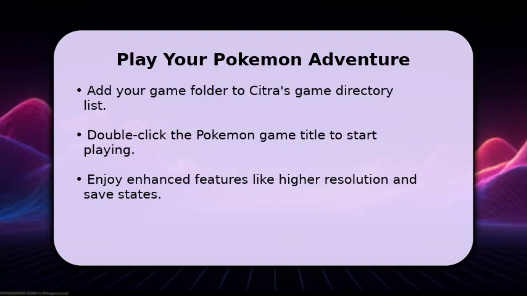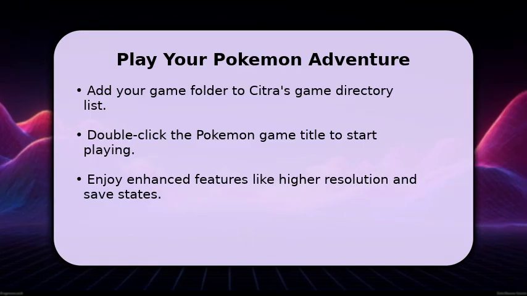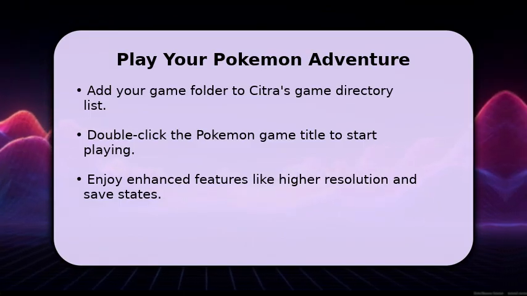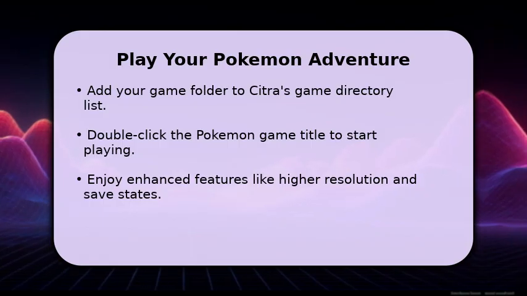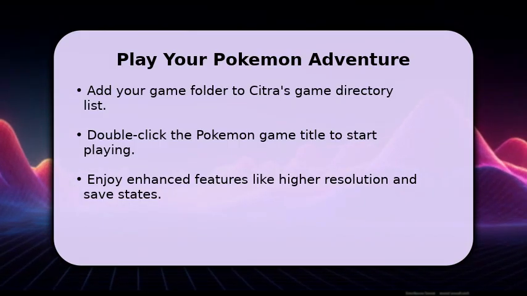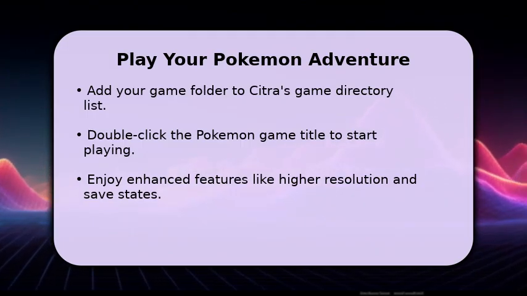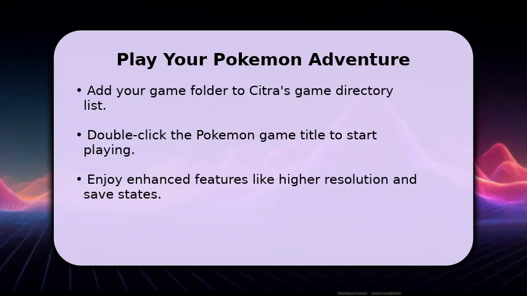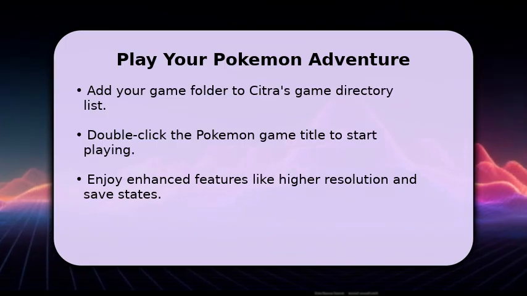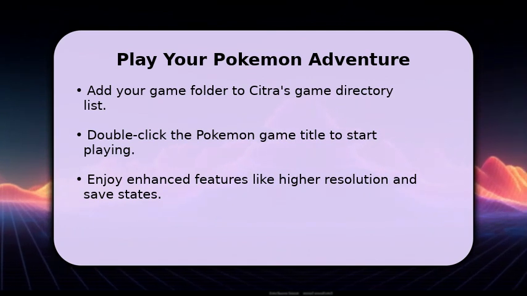Finally, it's time to play. In Citra, go to File and then Add New Game Directory to point the emulator to the folder where you saved your Pokémon game files. Once added, your game will appear in Citra's main window. Simply double-click the game title, and your adventure will begin. You can now enjoy Pokémon with potential enhancements like higher resolutions and the convenience of save states, offering a fresh way to experience these beloved titles.